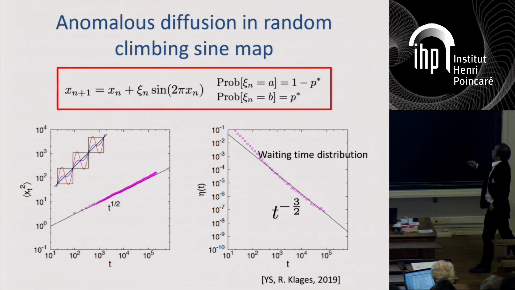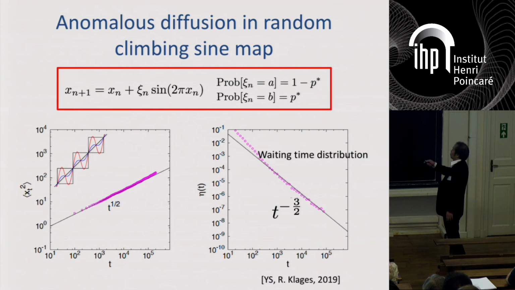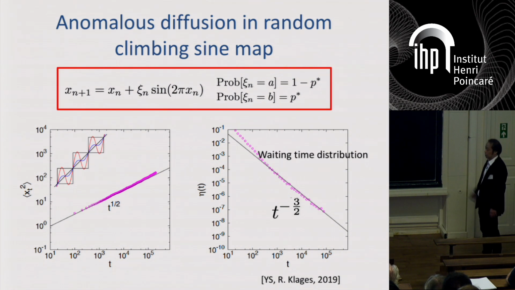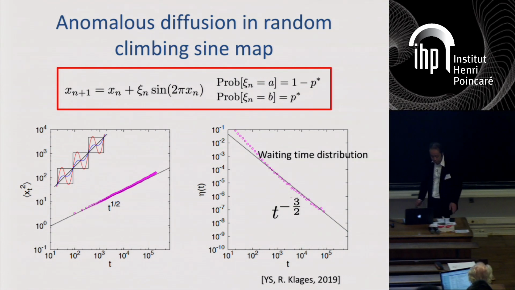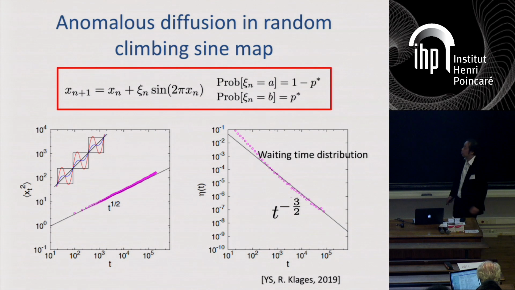And finally, a nonlinear map, like the sine circle map, with dichotomous noise. We have, again, the same exponent. For the MSD, 1/2. For the waiting time distribution, minus 3/2. So these are quite robust properties. Actually, we tried to get a different exponent or different intermittency, but we haven't succeeded so far.